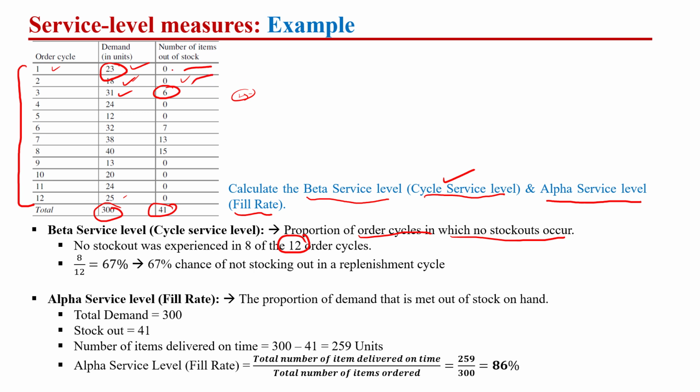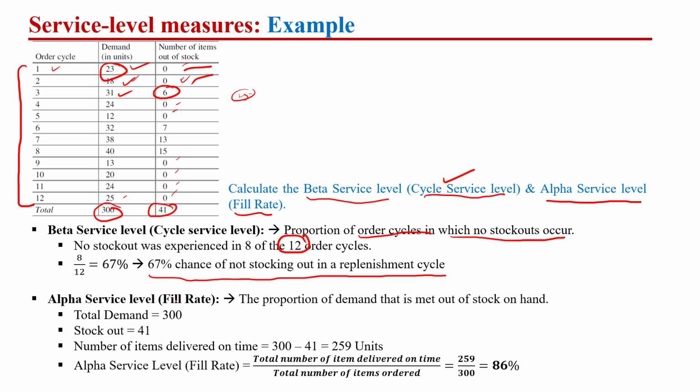Okay, so we can count that out of 12 there are 8 order cycles in which no stock out occurs. So that means 8 divided by 12, which is 67%. So we can say that whenever an order comes, there is a 67% chance that there will be no stock out in that order cycle or replenishment cycle.